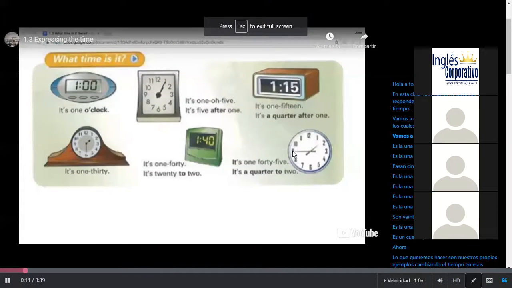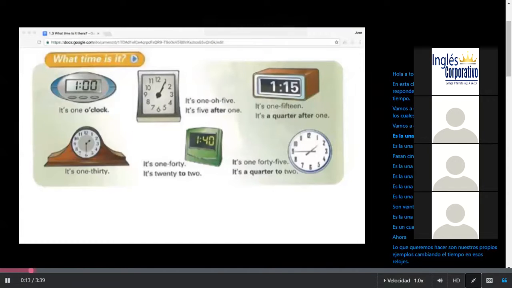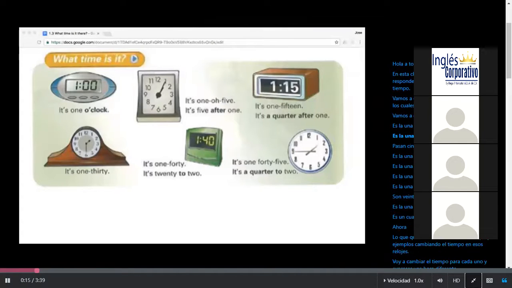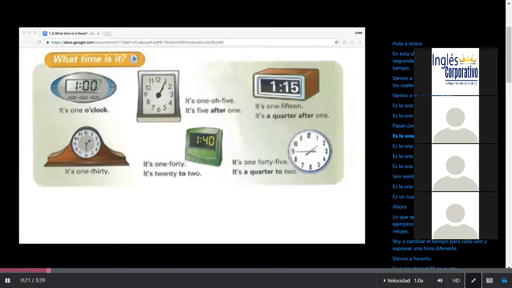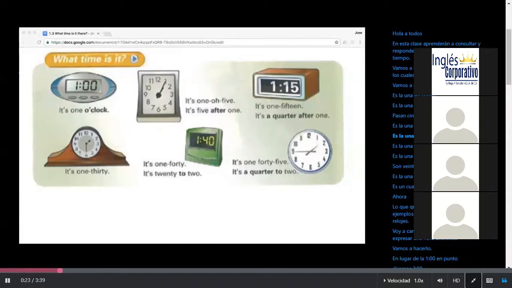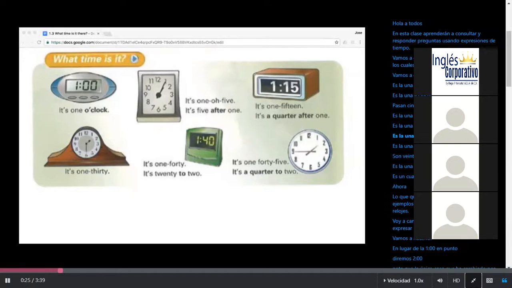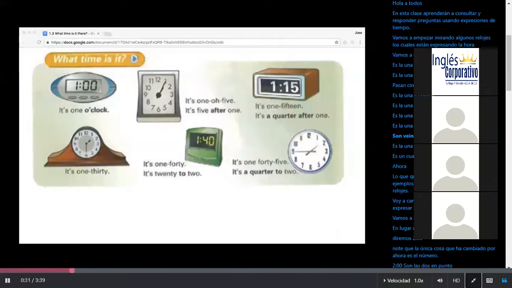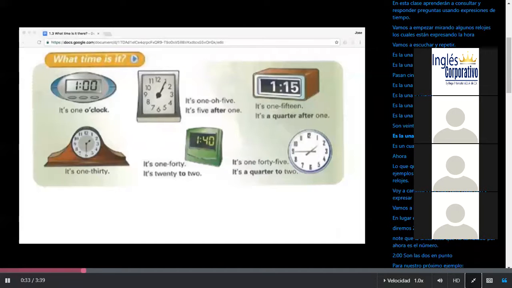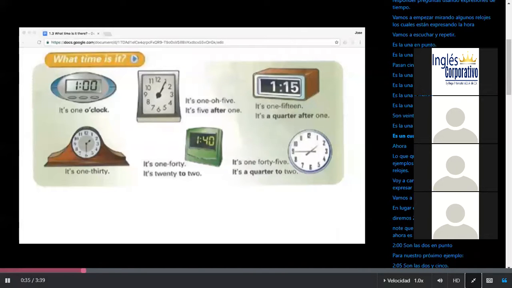Let's listen and repeat. It's 1 o'clock. It's 1:05. It's 1:15. It's 1:30. It's 1:40. It's 1:45.